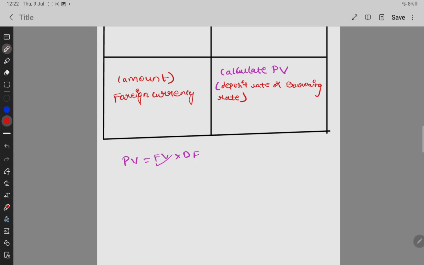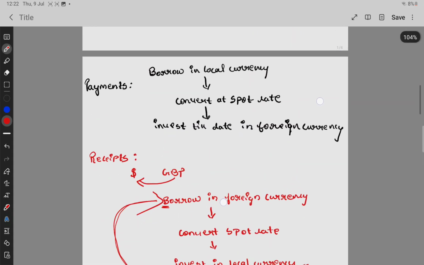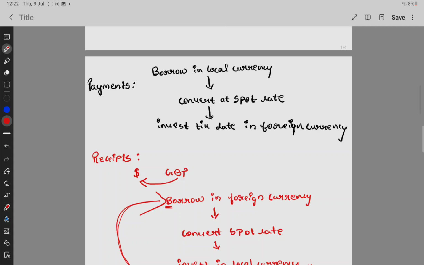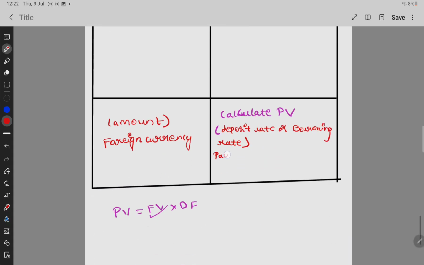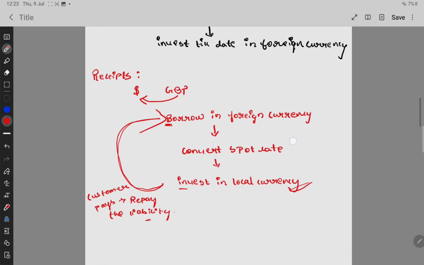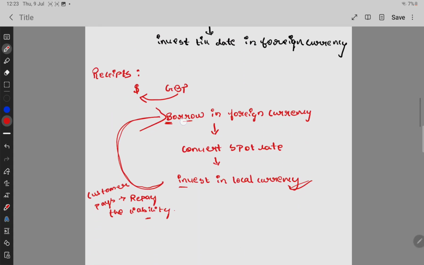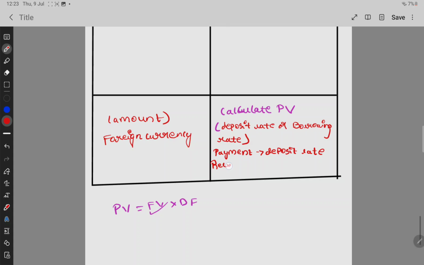Do whatever is happening with the foreign currency. What does it mean? In a payment scenario, what am I doing with foreign currency? I am investing, so simply I'll use the deposit rate. Next, in a receipt scenario, what am I doing with foreign currency? I am borrowing. So simple: for receipts, I will use the borrowing rate.